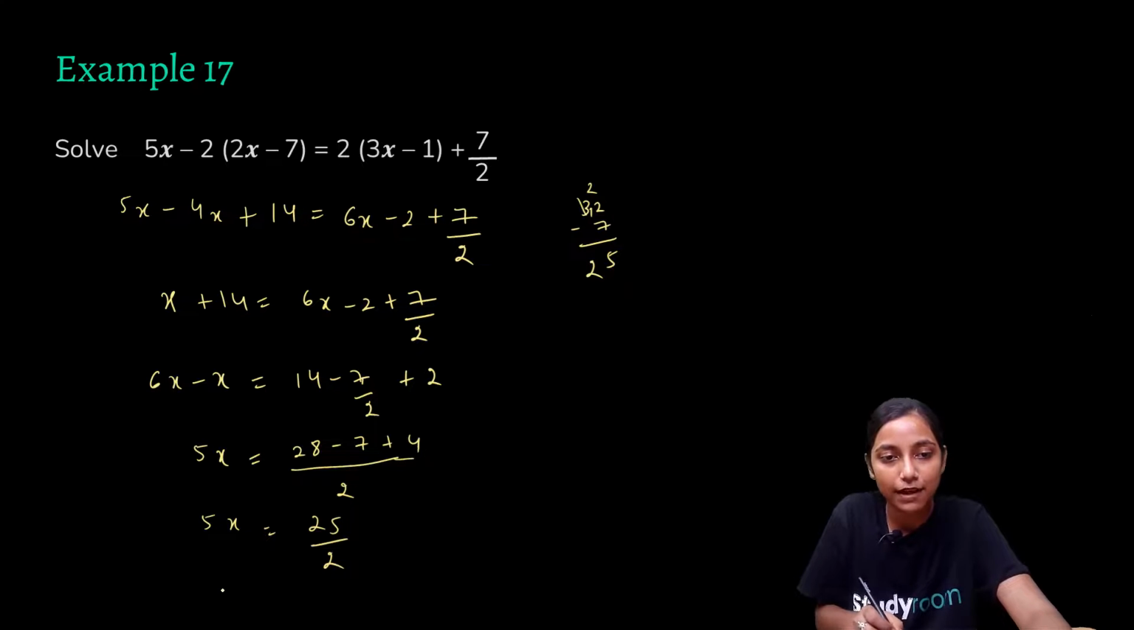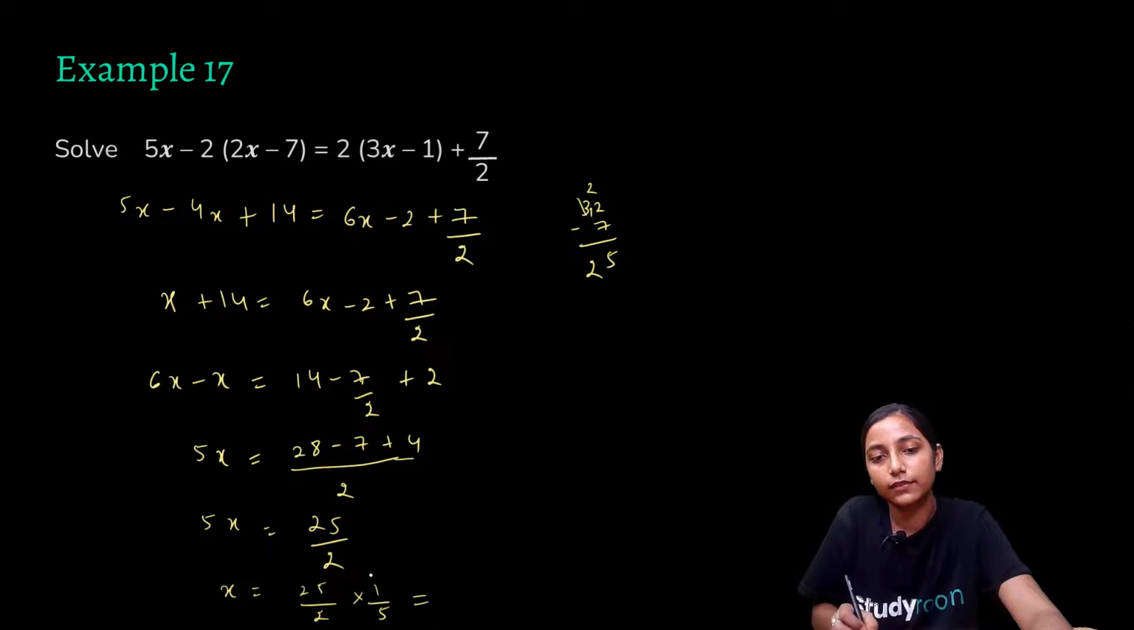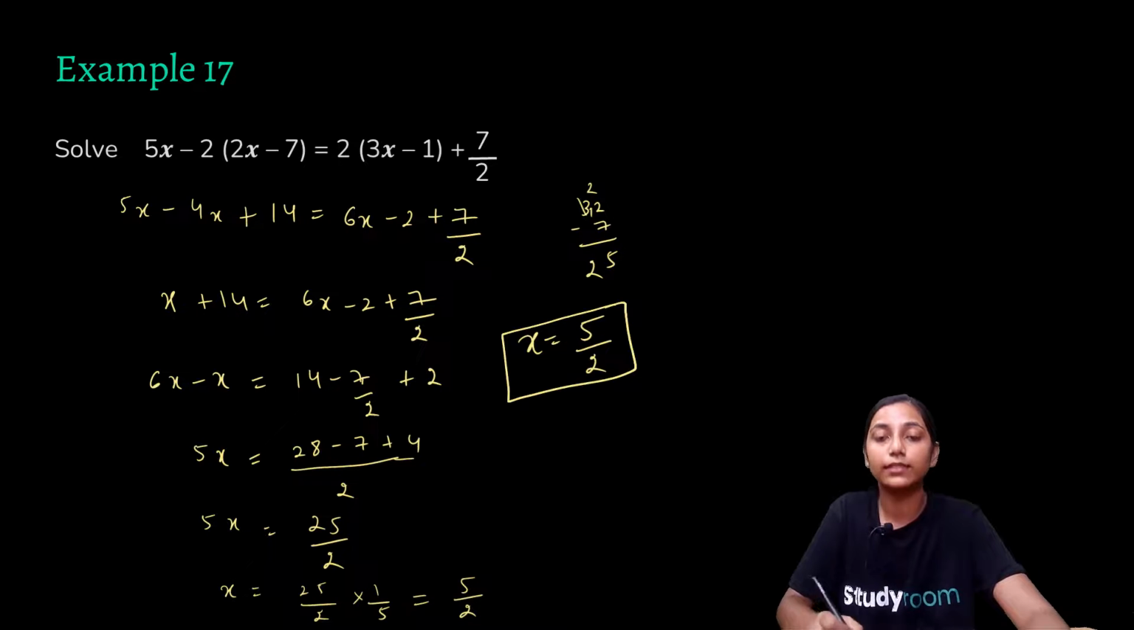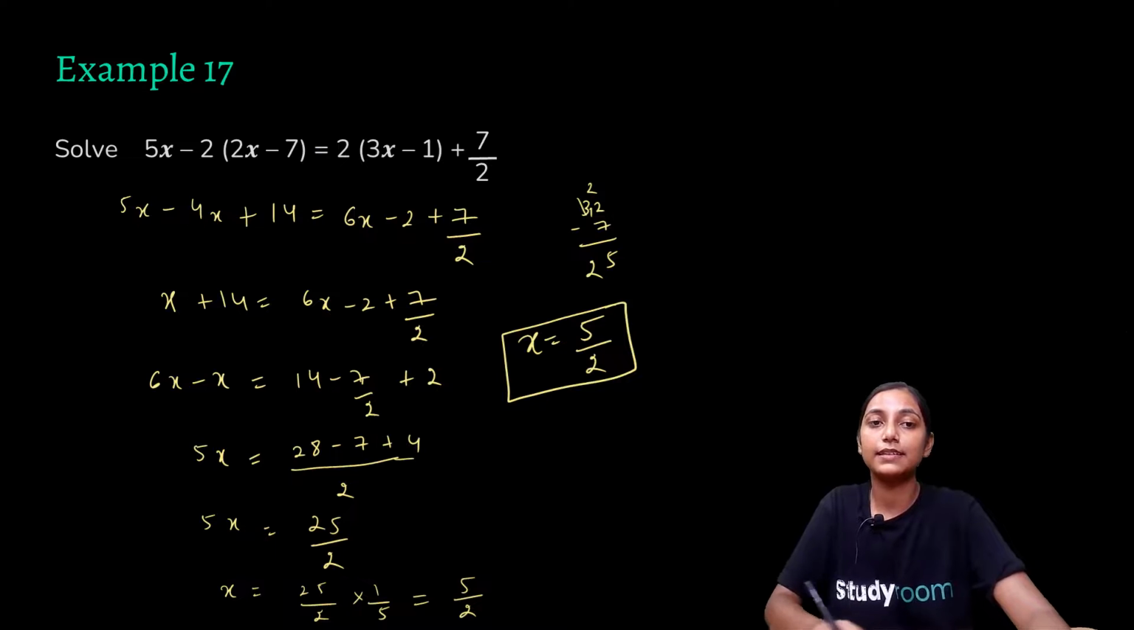Dividing both the sides by 5 gives us 25 by 2 divided by 5. This will get cancelled and it becomes 5 by 2. So what is the solution of this complex equation? It is x equals 5 by 2, and this is the solution of example number 17.